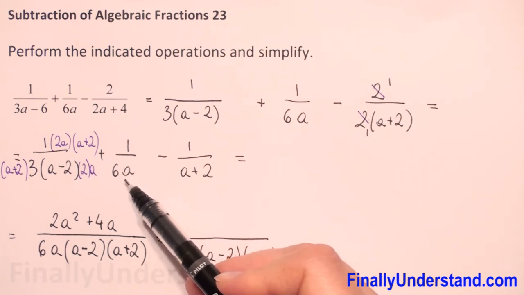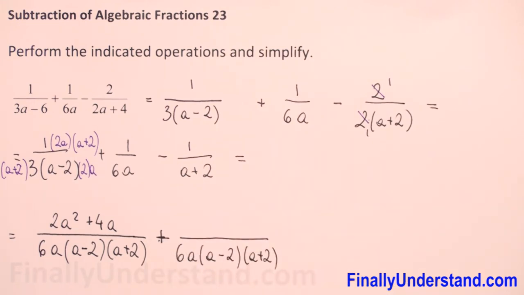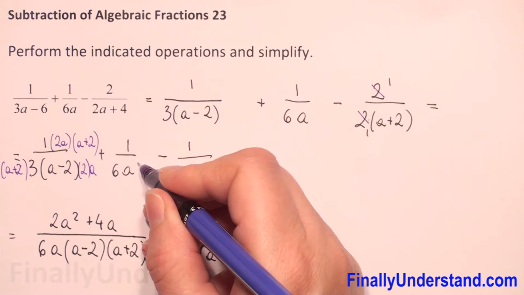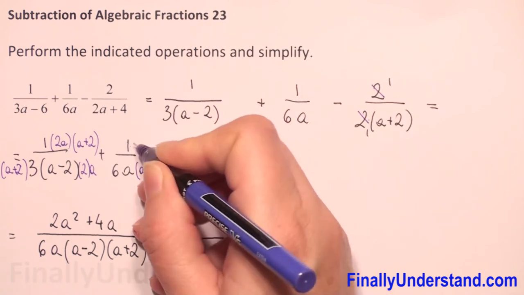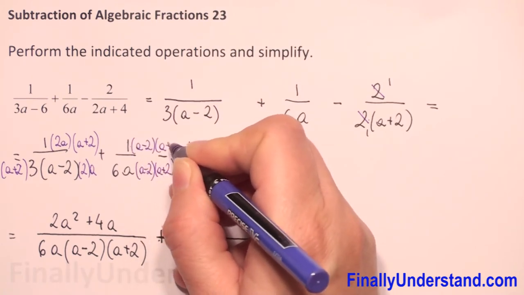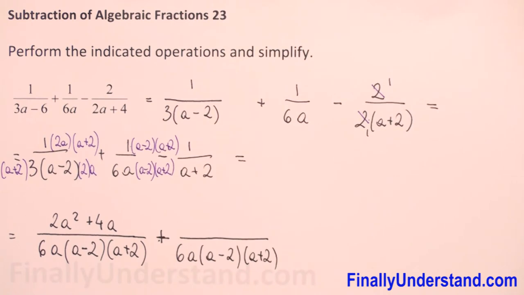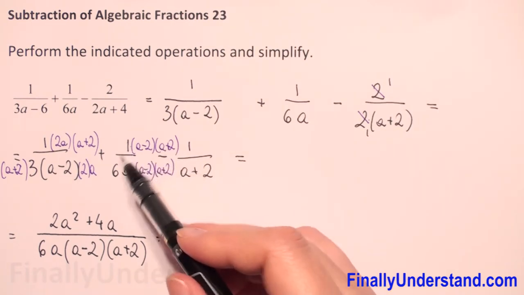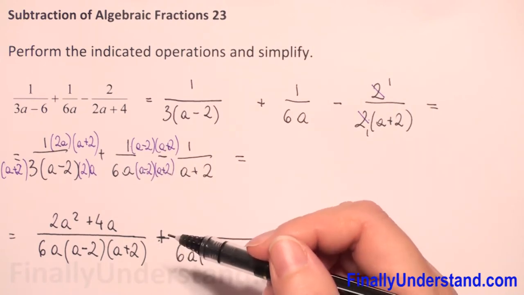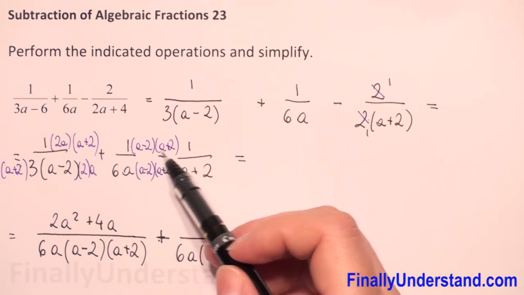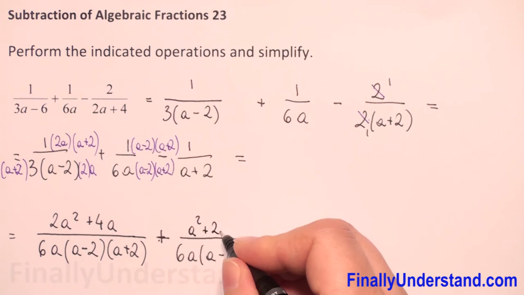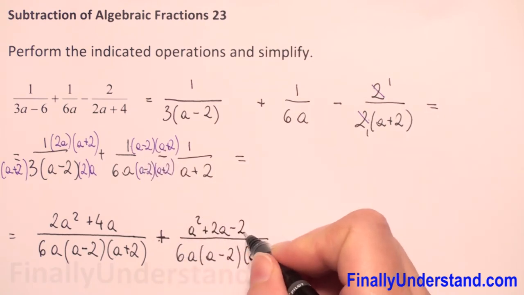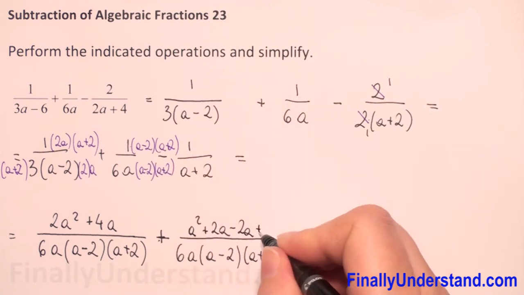In this denominator we have only 6a, this first expression. So we need to multiply this denominator by a minus 2 and a plus 2, and the same we have to do with the numerator. A minus 2 times a plus 2. So now in the numerator we have a minus 2 times a plus 2 times 1. When multiplying times 1 it doesn't change anything. So we need to multiply only a minus 2 times a plus 2. So a times a is a squared. A times 2 is 2a. Negative 2 times a is negative 2a, and negative 2 times 2 is negative 4.